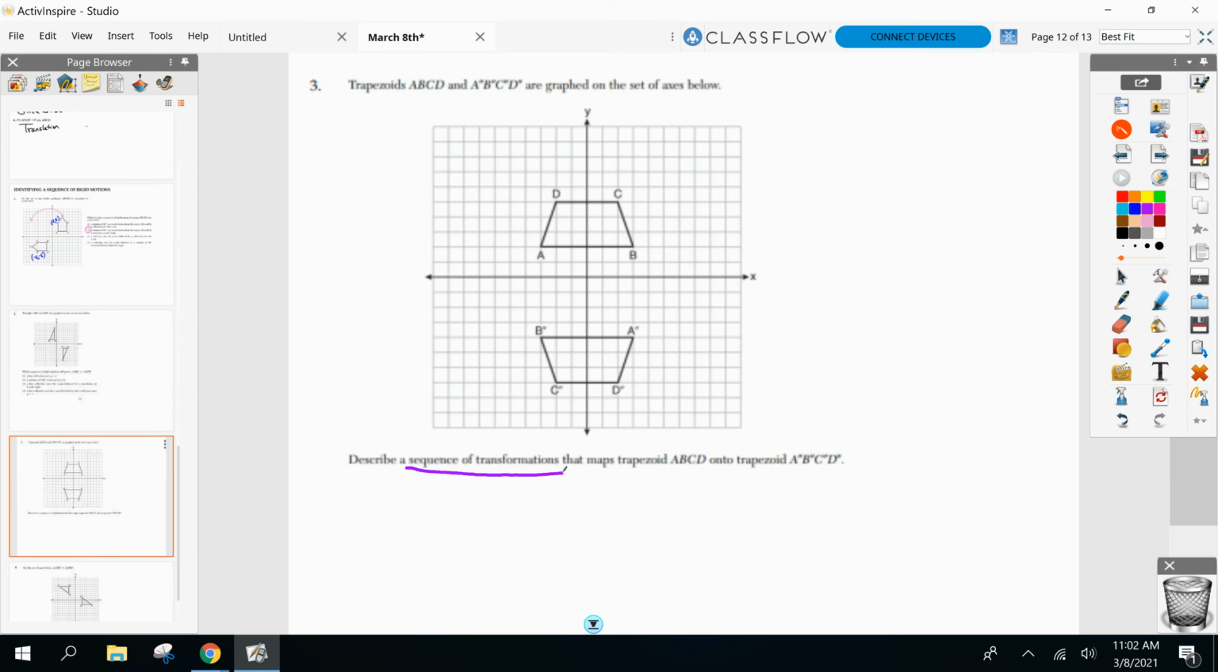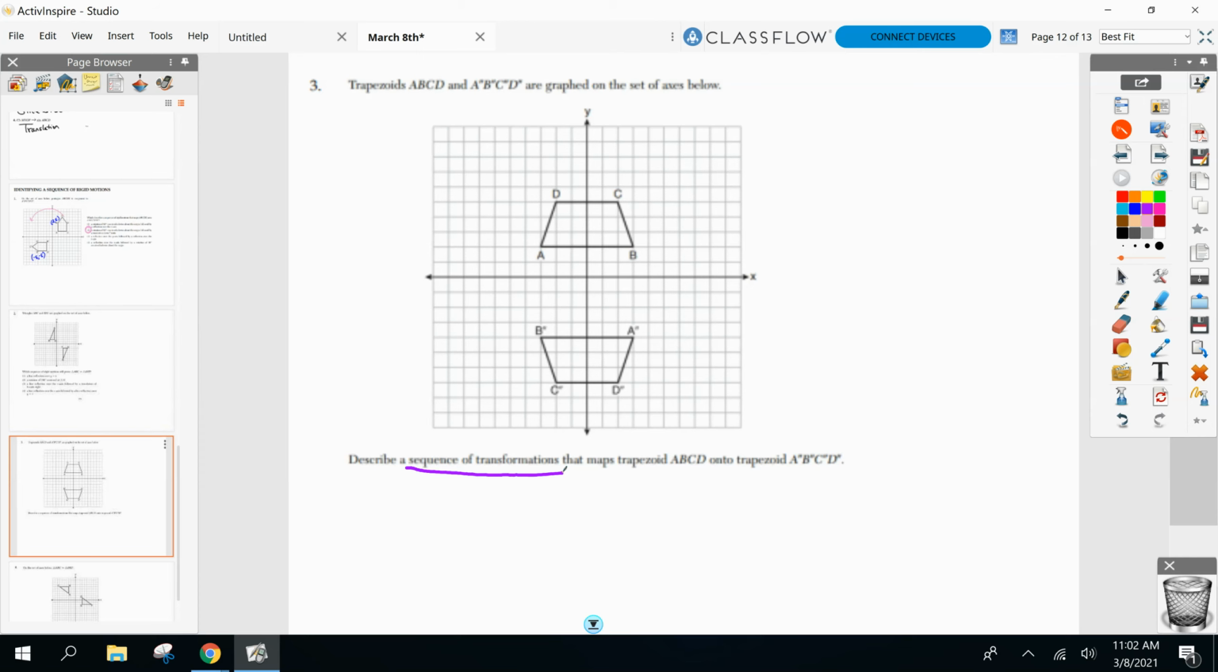That means more than one. If you just write reflect over this, not good enough. You need to at least give me 2 or more. You can have more than 2, that's fine. You can have 3, 4, whatever gets the job done. But it's got to be more than one transformation that puts those 2 on top of each other.